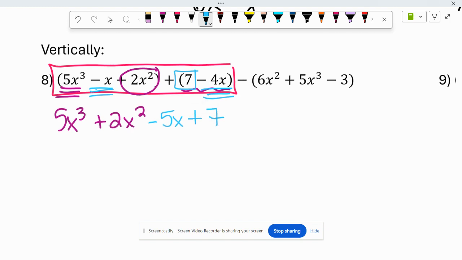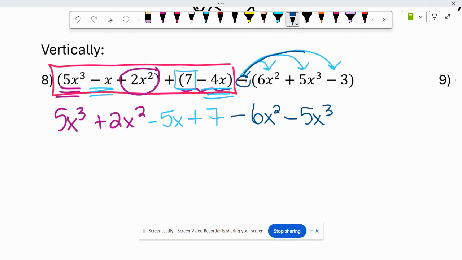And to that, I have to subtract this polynomial. So when I write it next to it, the first thing I'm going to do is make sure that I distribute the negative through all of them. Does that make sense? I'm going to take this negative. So negative times 6x squared is negative 6x squared or minus 6x squared. And negative times a positive 5x cubed is a negative 5x cubed. So that makes that a minus. And this negative times my negative 3 gives me a positive 3.